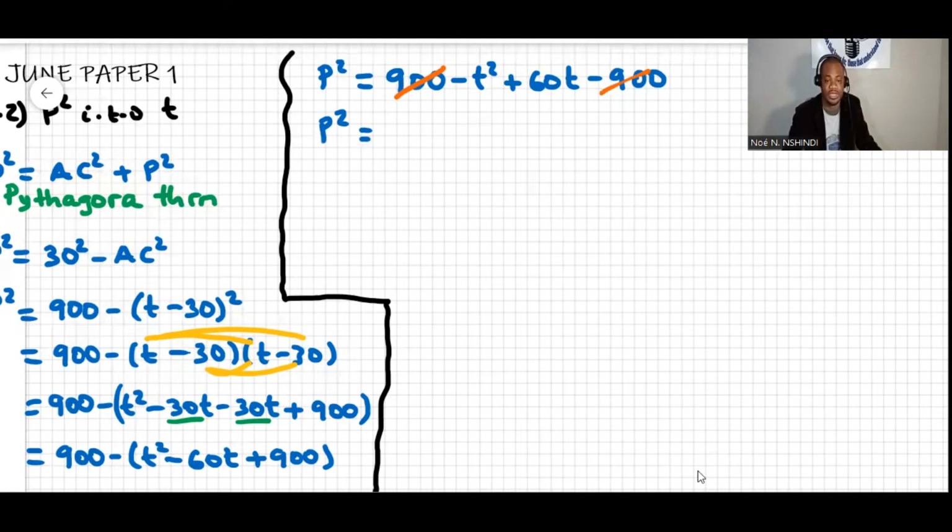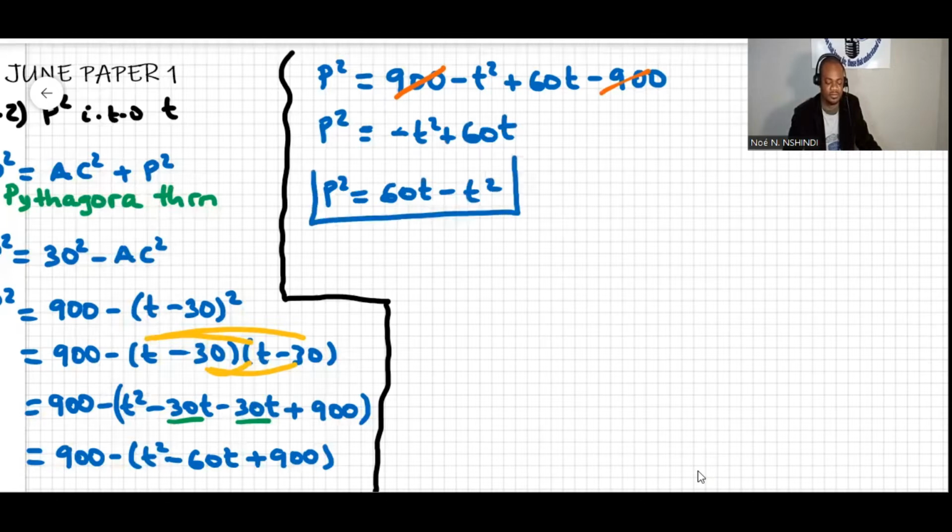Actually, this will be equal to negative t squared plus 60t. Or I can write p squared will be equal to 60t minus t squared. So we can write either of these two.